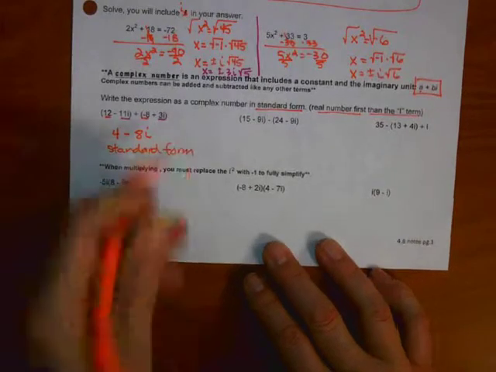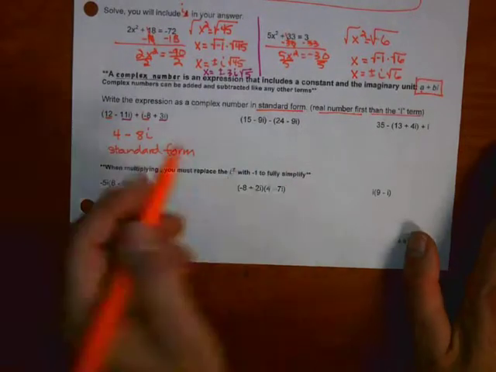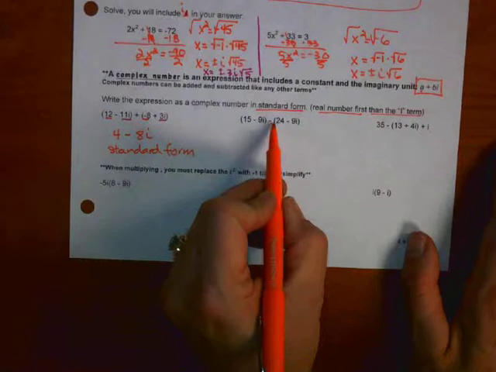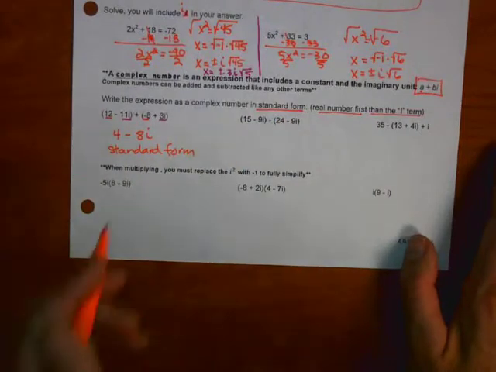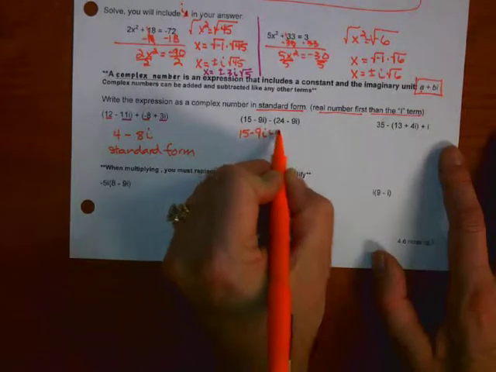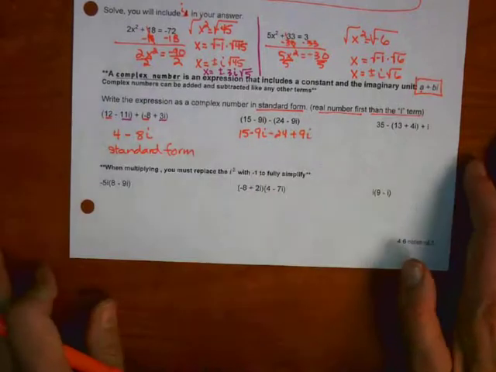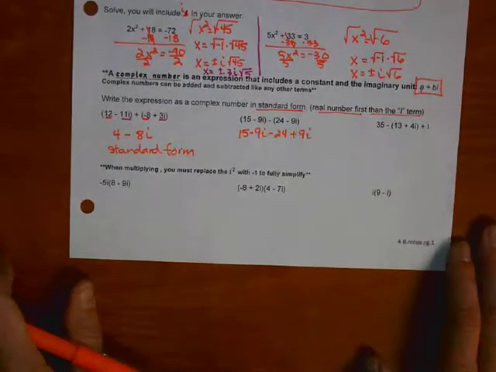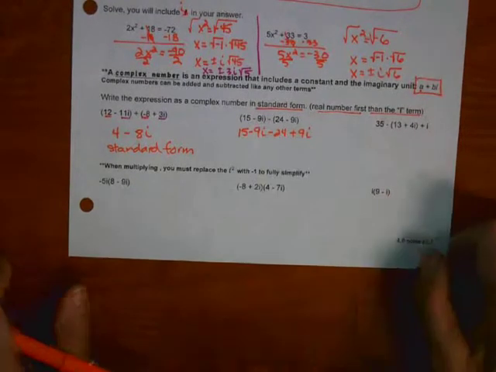Not bad, huh? Okay. Now, this one's the same thing, but you got to be careful because you have a minus, which means you have to distribute that negative. Okay, you got to distribute the negative however you want to look at that. I'm going to rewrite it. 15 minus 9i minus 24 plus 9i. I distributed the negative and took away the parentheses.